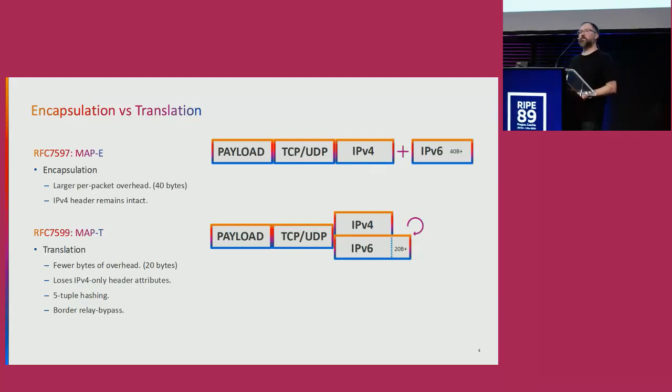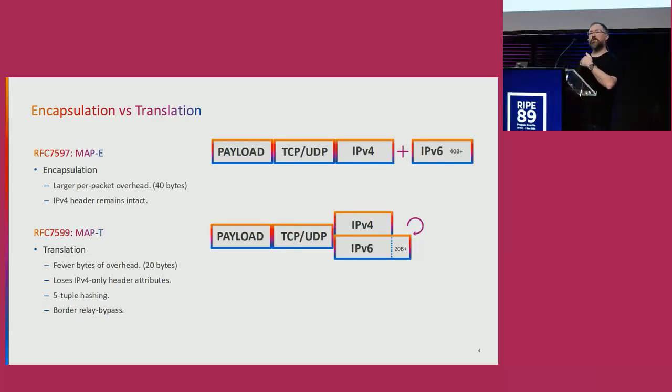So MAP itself comes in two flavors. There's the encapsulation version, which has more per packet overhead because you're whacking an entire V6 40-byte header on top of the V4 payload. But the IPv4 header remains intact when it pops out the other side. The translation version has fewer bytes of overhead, not zero, because you're swapping the 20-byte V4 header for the 40-byte IPv6 header, or 48 if you include the V6 fragmentation header.